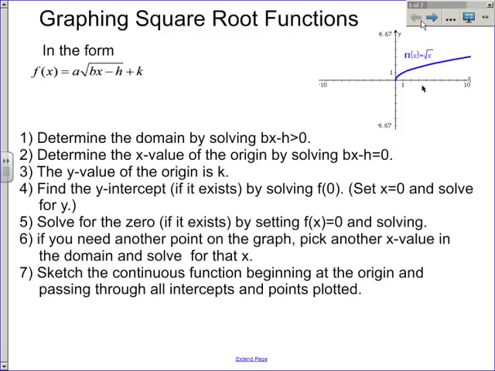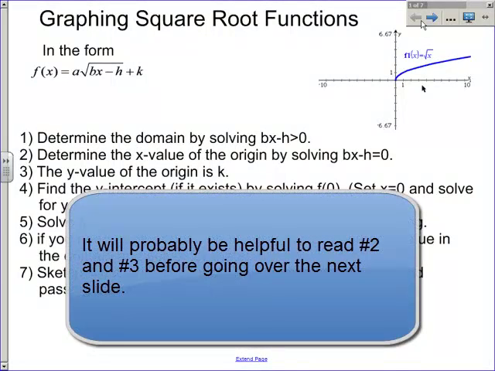This is a tutorial on graphing radical functions, in particular graphing square root functions in the form of y is equal to a times the square root of bx minus h plus k. I have an algorithm that I think through as I graph each of these functions, but I'm going to just show you this by graphing a few examples and letting you know what's going on as we go through them.